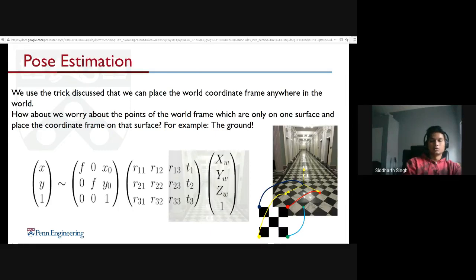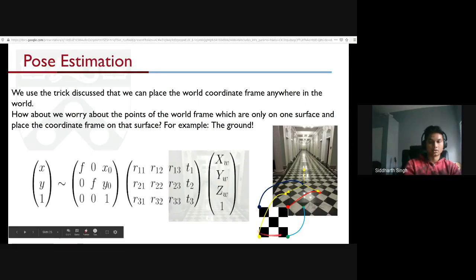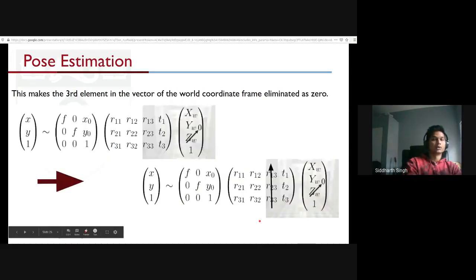Okay. What happens is that I can make z zero. Because the frame is on the ground and all the points that I'll be seeing lie on the ground, I'm just going to make z zero, right? Does that make sense to everyone? Okay, I can't see, so I don't know, but I'm assuming that makes sense to everyone. Are there any questions about this?